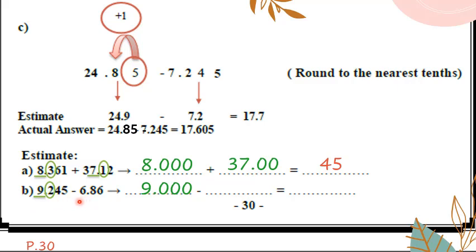Also, I'm gonna make rounding to the nearest ones. What is the ones here? Yes, 6. I will underline 6 and look to the right side of 6. It will be 8. 8 is one of the strong numbers. 7.00. So 9 minus 7, it will be 2.